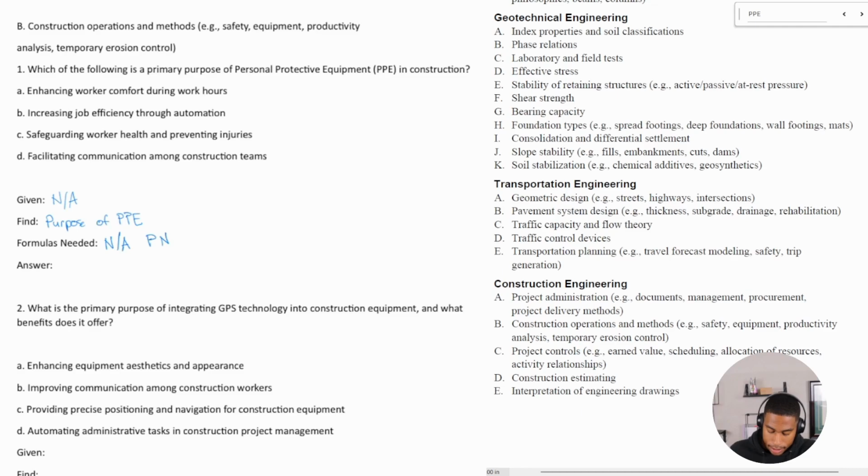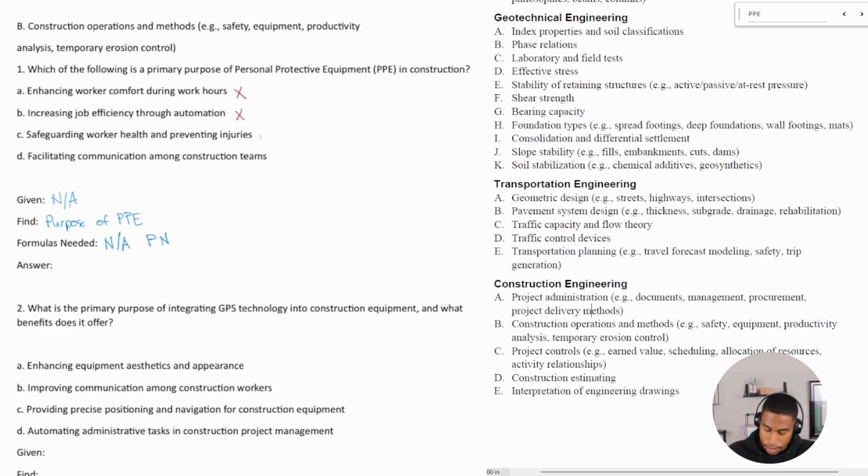All right. So A says enhancing worker comfort during work hours. No. Personal protective equipment is exactly what it sounds like. It's sort of this equipment or things that you wear or put on for your safety. And so it's not really necessarily for comfort. All right, so increasing job efficiency through automation. No, it's nothing dealing with automation here. Safeguarding worker health and preventing injuries.